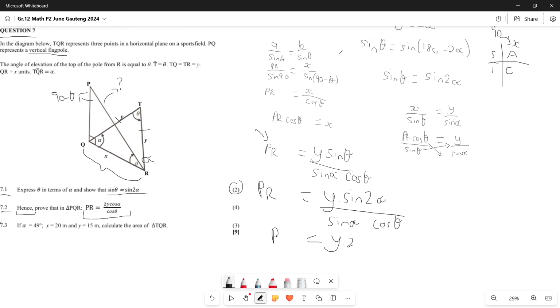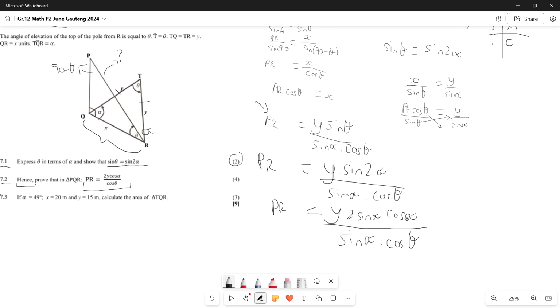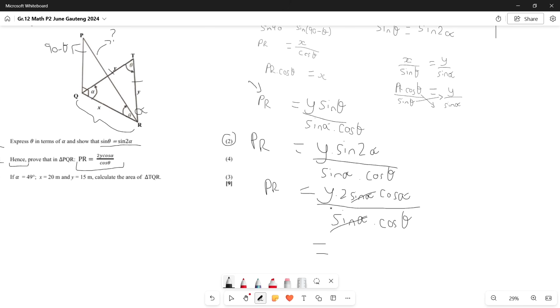So it means that we have PR equals y times 2 sine alpha cos alpha, because a double angle can come into play in normal trig graphs, and trig and triangles. And then that is over sine of alpha multiplied by cos of theta, which means at this stage, we can just cancel things nicely because sine alpha cancels with sine alpha over here, and we're left with exactly what we want. We can just rearrange it.